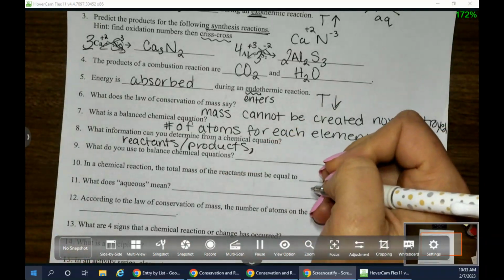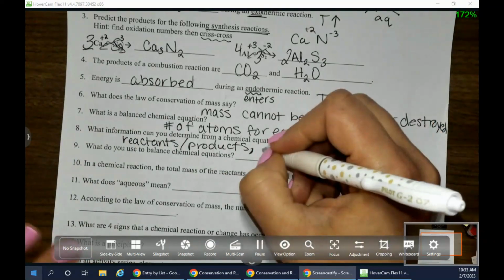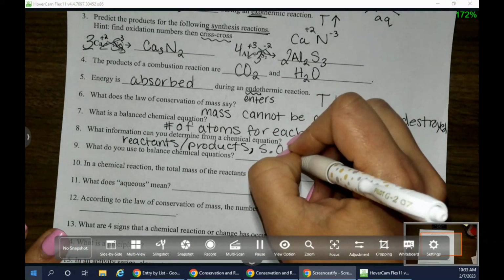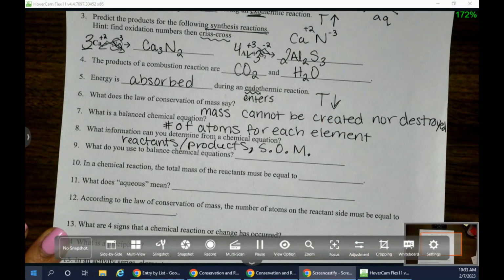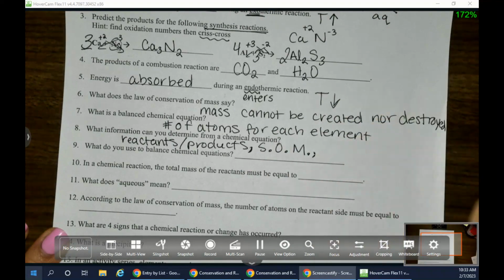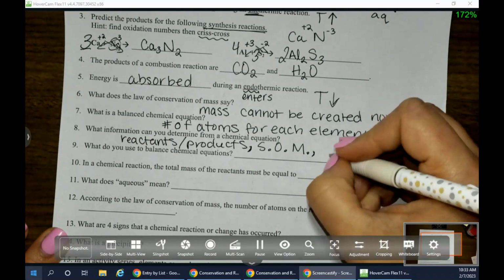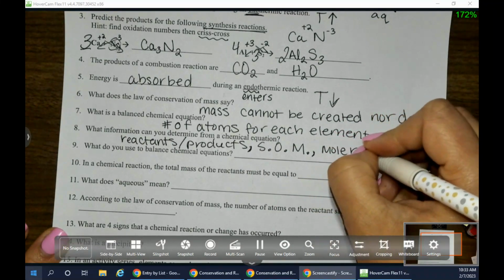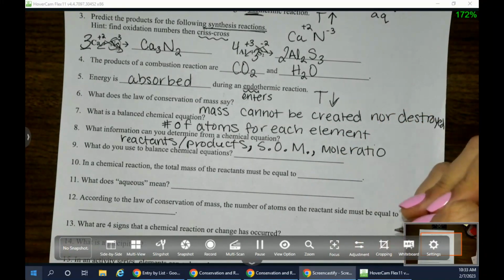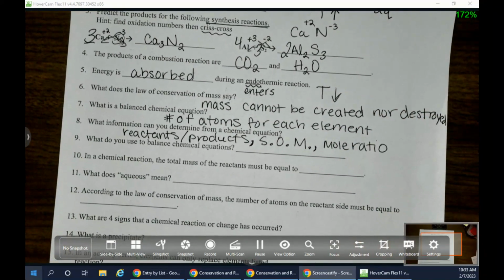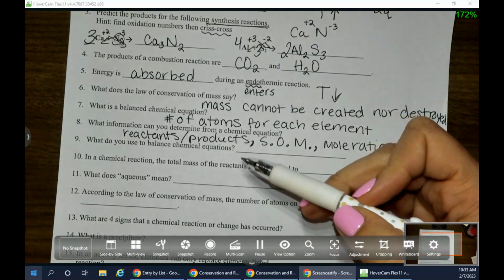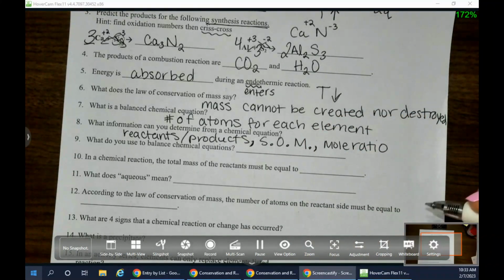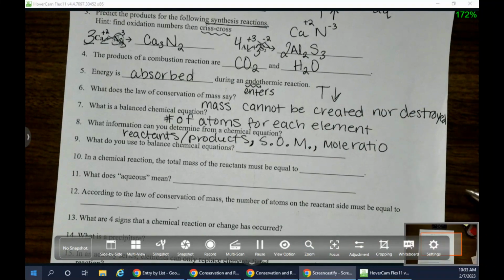We can get states of matter, so I'm going to put SOM, states of matter. We can get, when we balance, I keep asking you about a mole ratio, and I would actually say that's probably it. You know who your reactants are, you know who your products are, so what elements are involved, what compounds are involved. States of matter, mole ratio. That's pretty much it. All right.